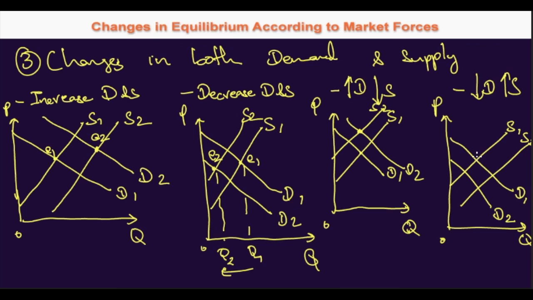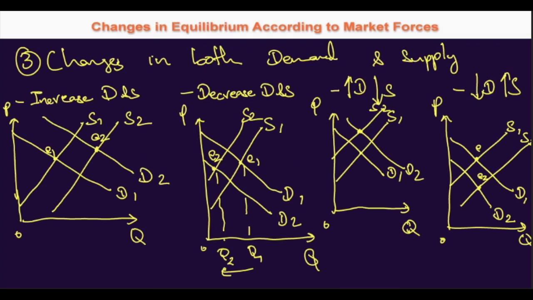S2. Here you can see the initial equilibrium was here, E1. And now the equilibrium has come down here, E2. In this observation, the most important point is that the price will definitely reduce, because demand has decreased and supply has increased.